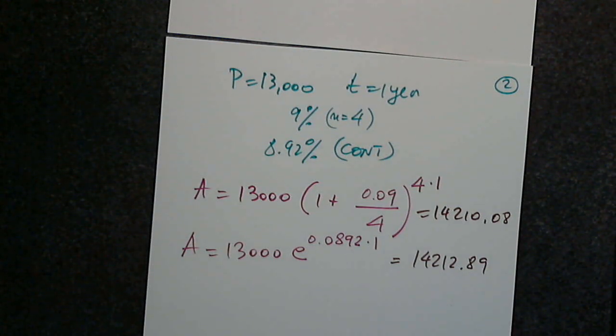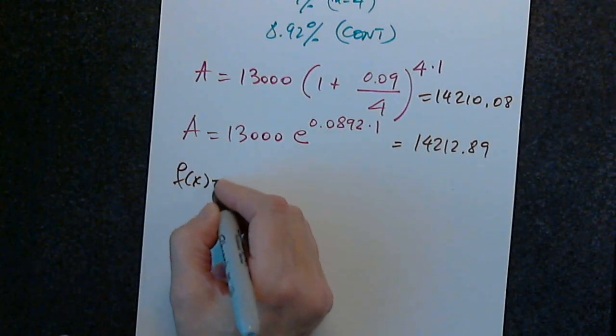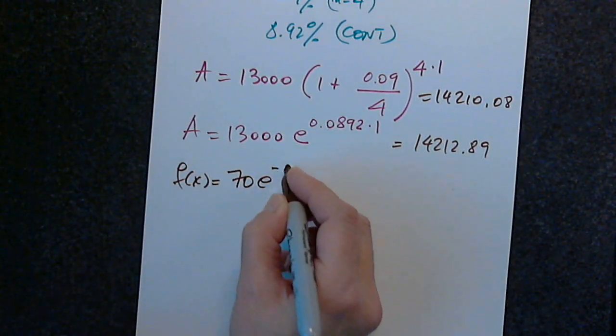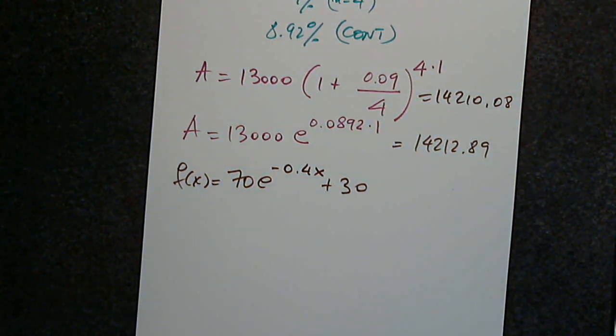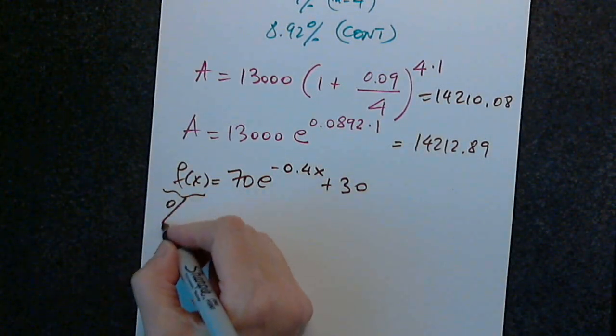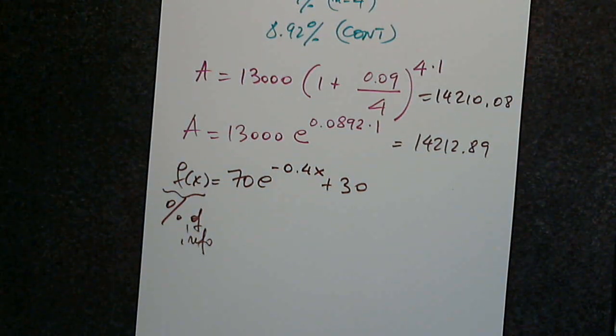Is there anything else? Okay, so let's look at the last problem here. The function, I'm going to copy it. So f of x equals 70e to negative 0.4x plus 30. Describes the percentage of information f of x. So I have to write that down. F of x, percentage of info. So I don't forget what these variables represent.